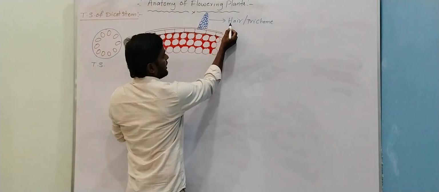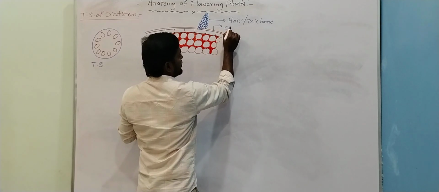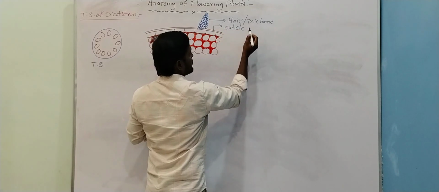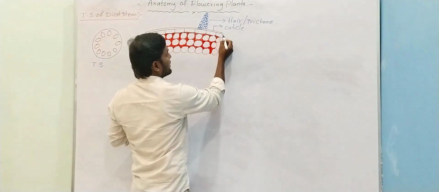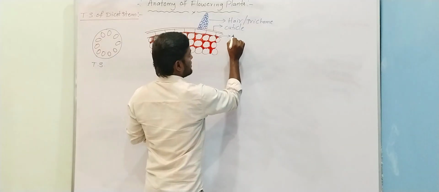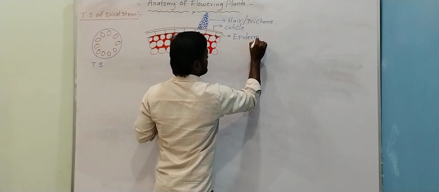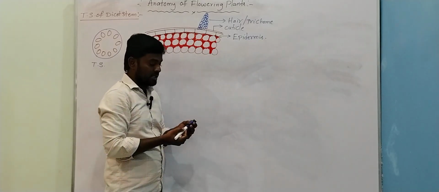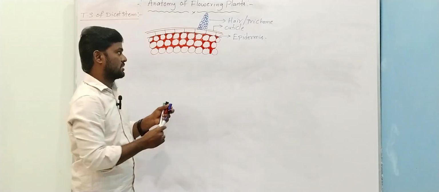So this is a hair or a trichome, and next, the epidermis is covered by cuticle. The main function of the cuticle is that it prevents the loss of water. And next, here is the single layer of flat cells. This layer is called epidermis. It is a single layer of flat parenchymatous cells without intercellular spaces.